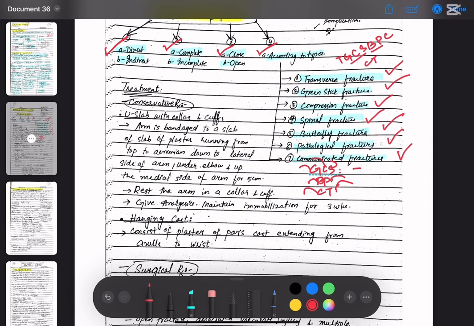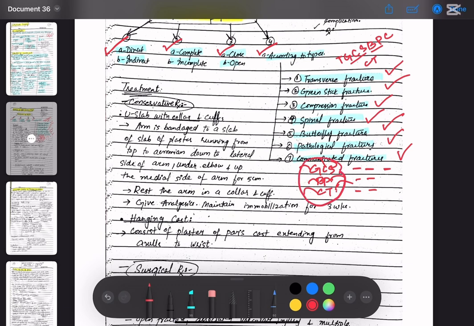For C, compression fracture. For S, spinal fracture. For B, butterfly fracture. For B, pathological fracture. For C, communicated fracture. For T, transverse fracture. Okay, so this will help us to memorize it.